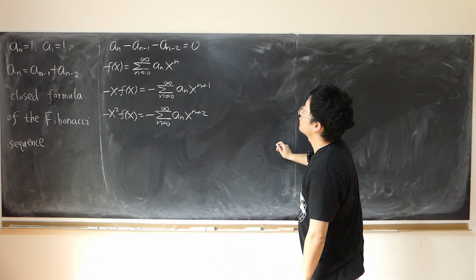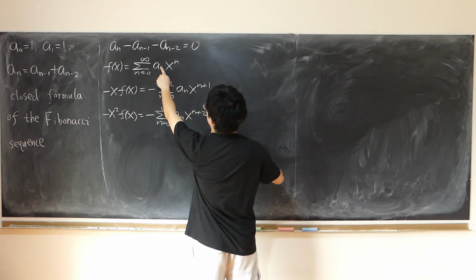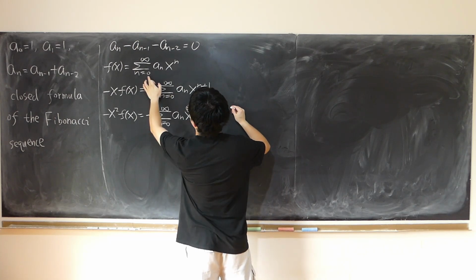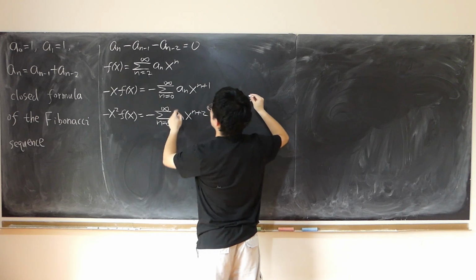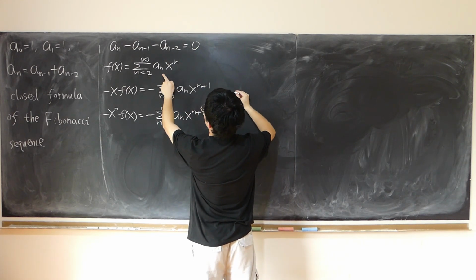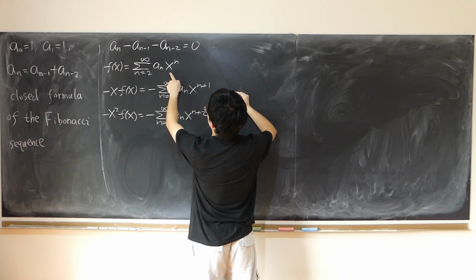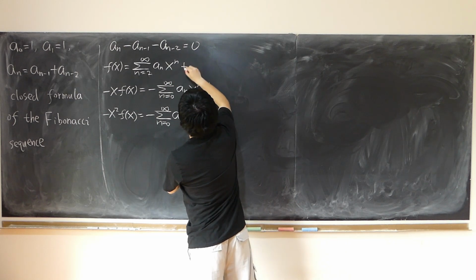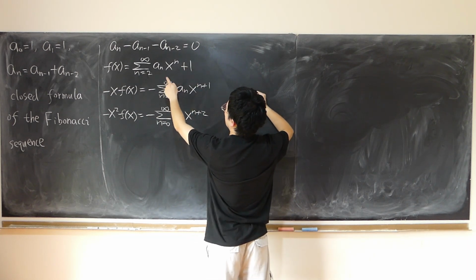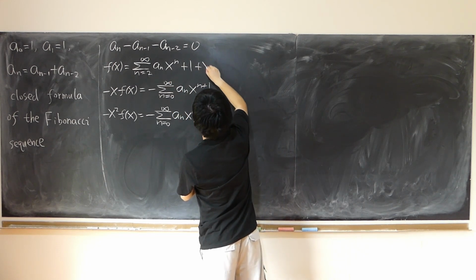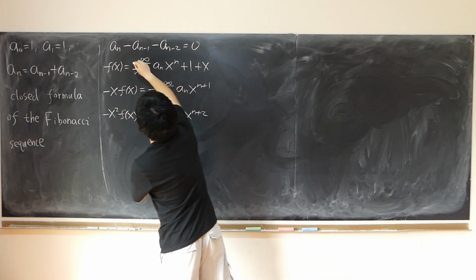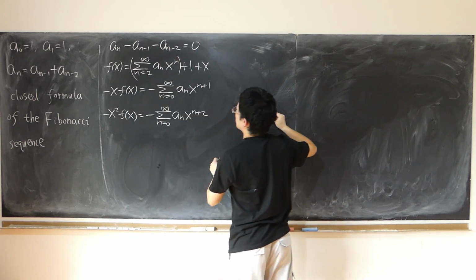This time I'm going to isolate the first two terms out of here, so I just start from 2. The first two terms: a_0 times x to the power 0, that is just 1. Second term, n equals 1, a_1 times x, that is just x. So I isolated it out.